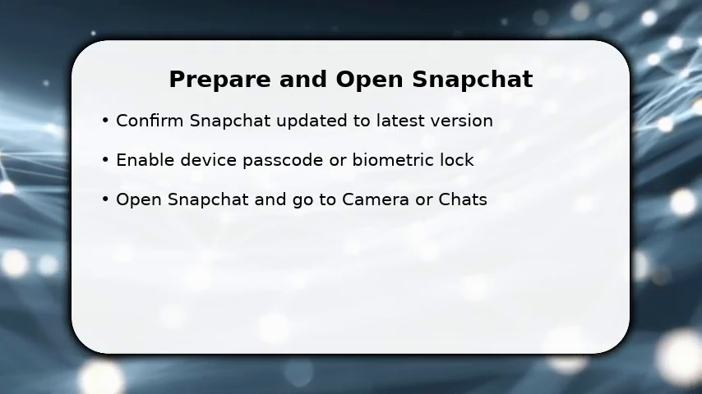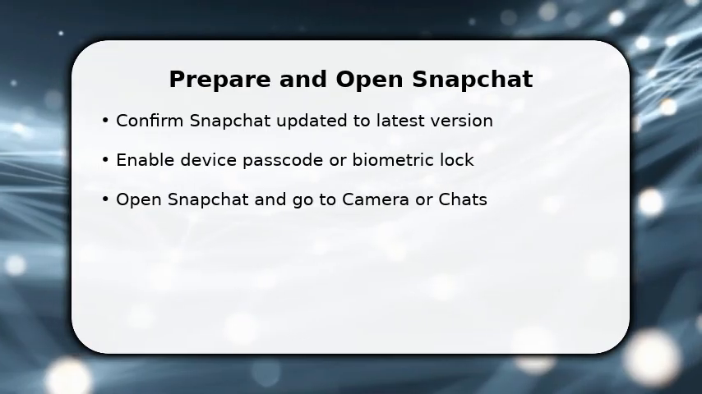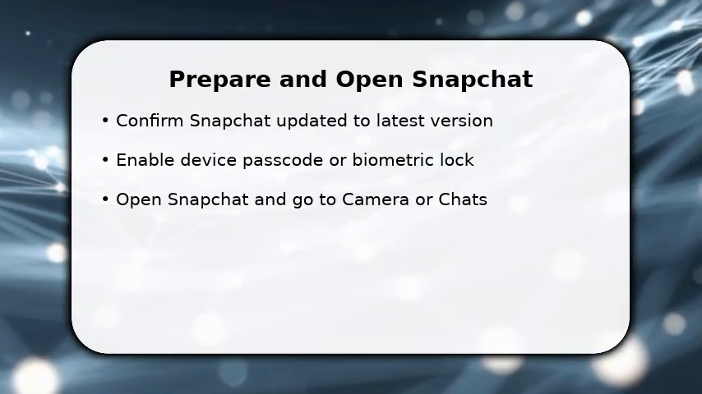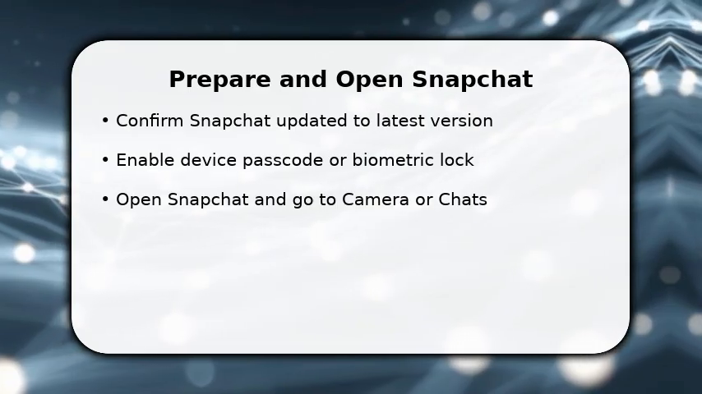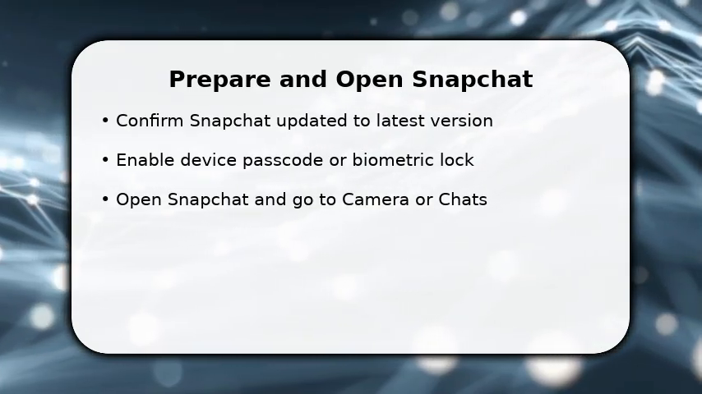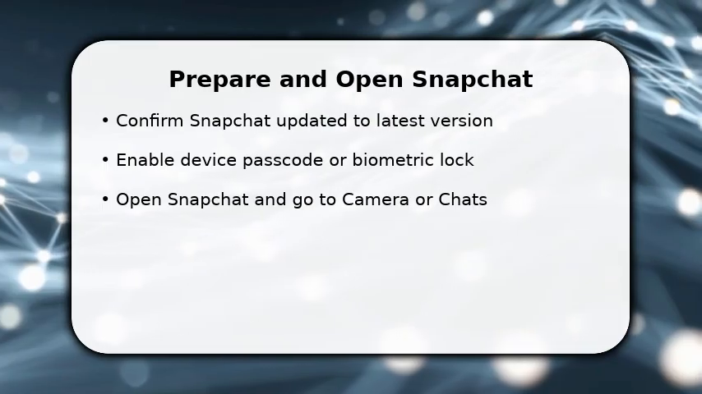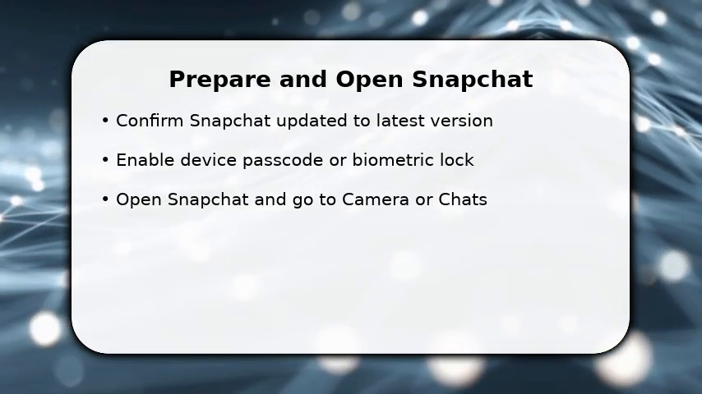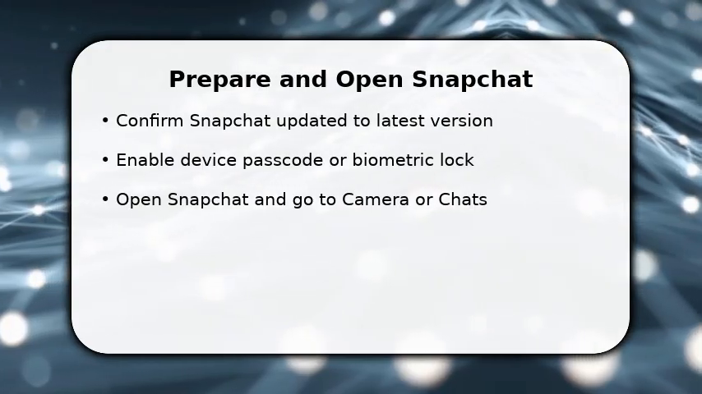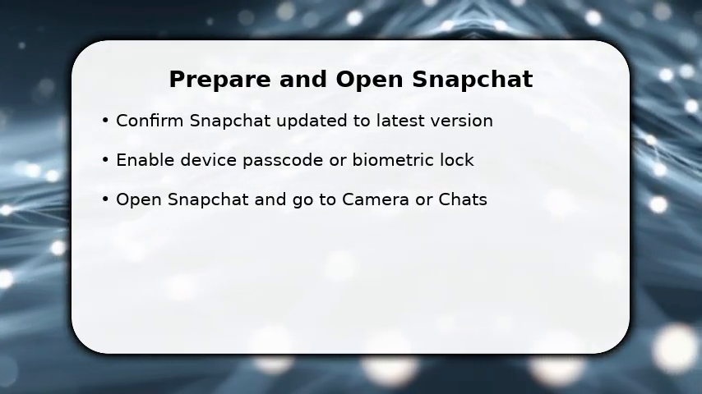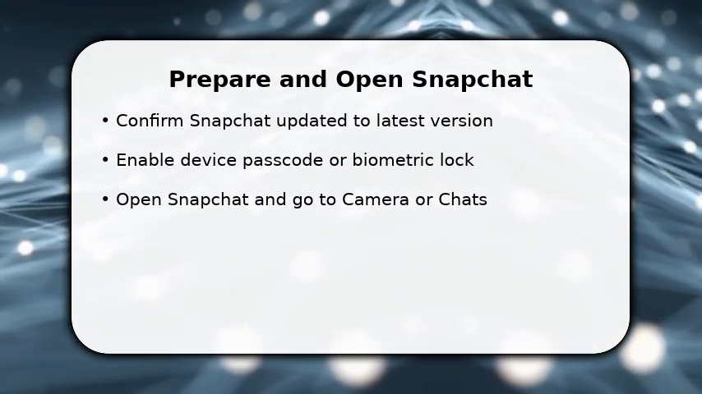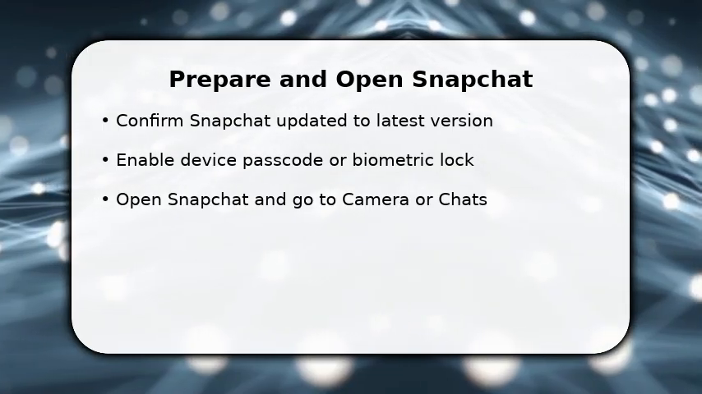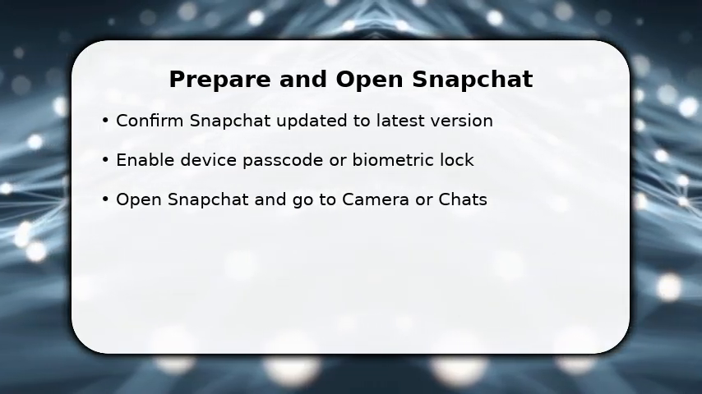You're ready to start. Make sure Snapchat is updated and your phone has a passcode or biometric enabled. Open Snapchat and navigate to the chat screen or camera. Once there, locate the photo you want to hide, either in chats, memories, or a saved camera roll import. Tap and hold the snap or open the memory, then press the three-dot menu or long press options. This first touch moves you into the controls you'll use to archive or secure that image.